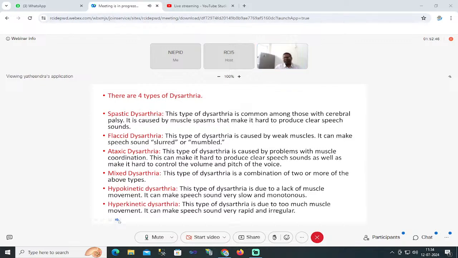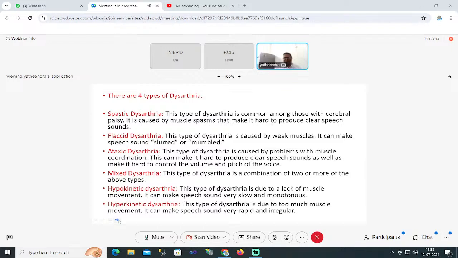Flaccid dysarthria. This type of dysarthria is caused by weak muscles. It can make speech sound slurred and mumbled. In spastic dysarthria, the speech is slow and also slurred. In flaccid dysarthria also there is slurred or mumbled speech.